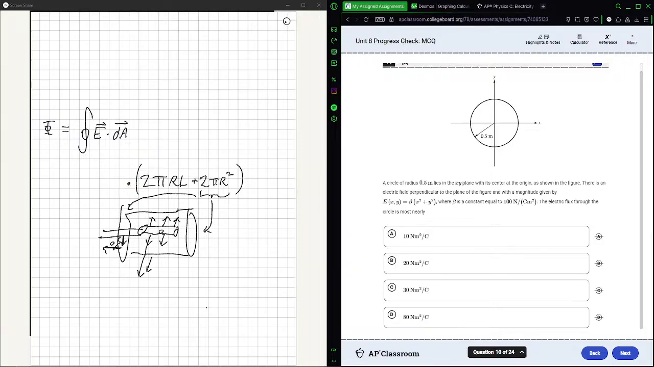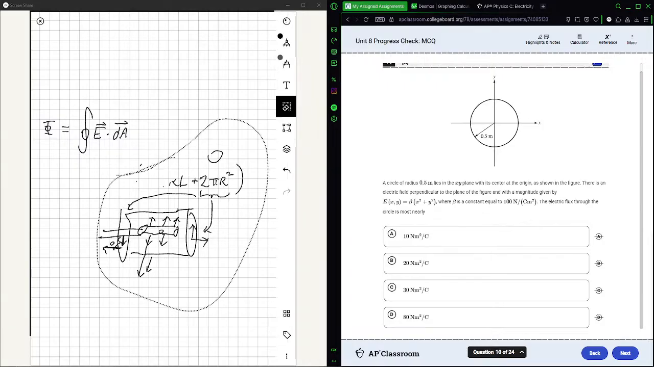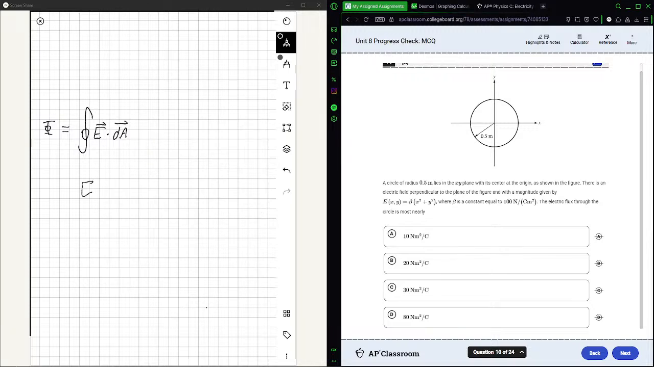It's dot dA. On these sides, the normal vectors are going outwards as opposed to the electric fields going this way. So the dot of those is going to be 0, and this just cancels out. So E dot dA, that's why it's really nice. That's why we use Gaussian surfaces. It's just the part that's lined up. That's how that works. So for this, that's gonna give us 2 pi RL.